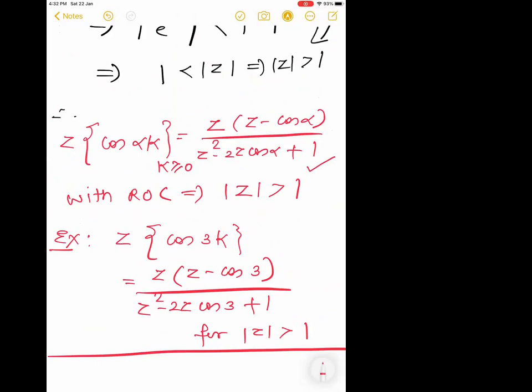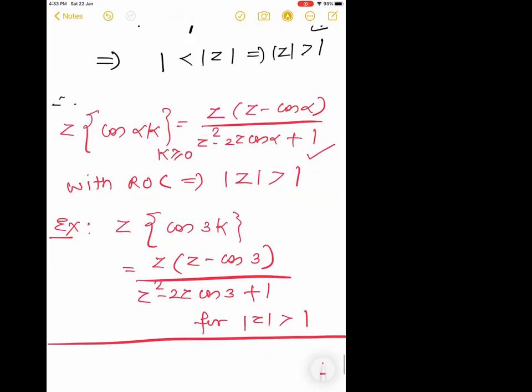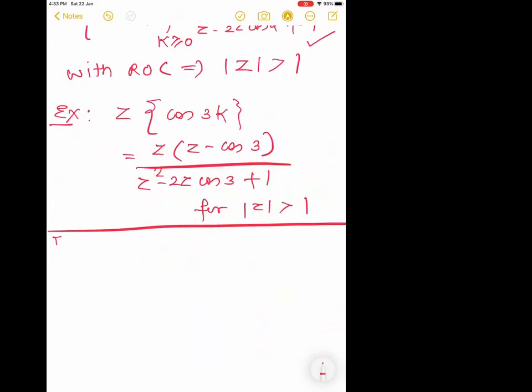Similarly, we can find out the answer for sine alpha k. So that I will leave it to you. Derivation, if you are interested, then you can go ahead with the same form, whatever we have done for the cosine function. Only the exponential form is different, that you have to consider and simplify. Okay. So you are interested in the final value. What is the function of z? That only is important.